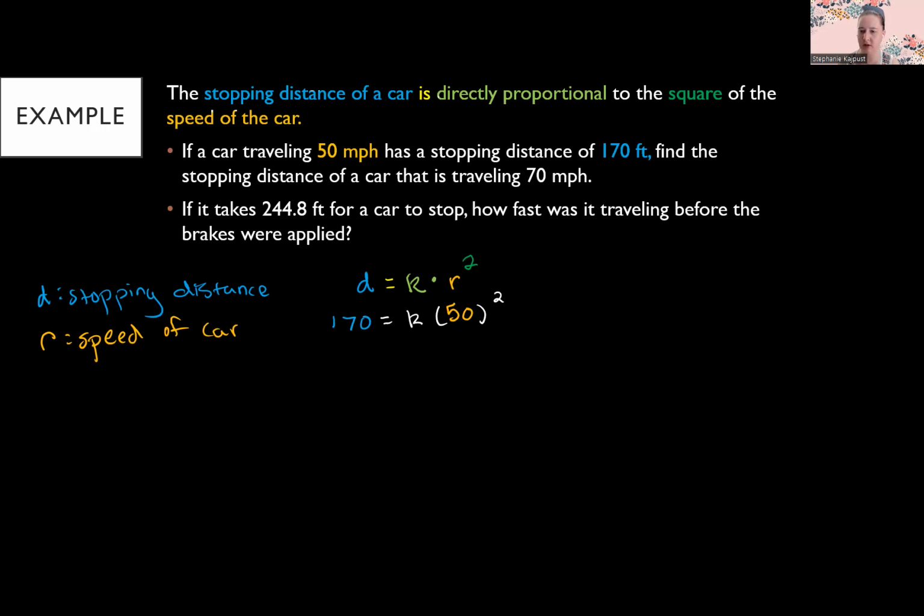So we have 170 equals K times 50 squared, and we're solving for K. So we first need to square 50. So 170 equals K times, and I believe that's 2,500. Yes, 2,500.